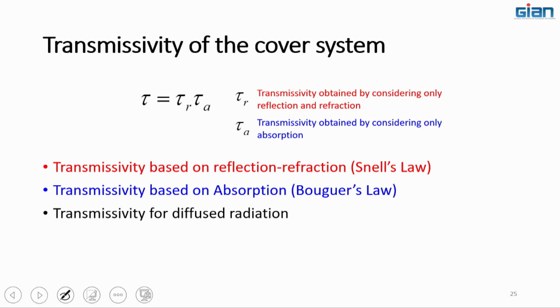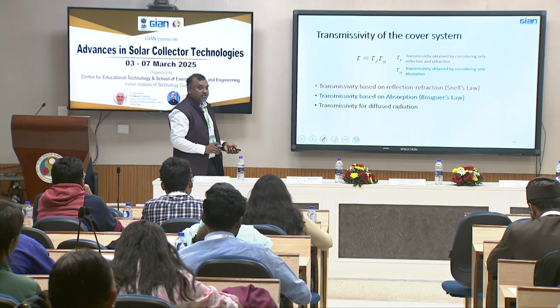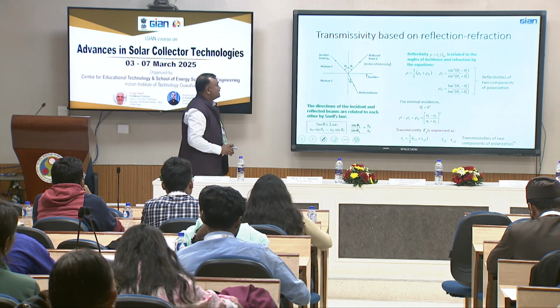Also we have beam and diffuse radiations, so both need to be treated differently. For finding tau R, we need to analyze Snell's law. It gives the transmissivity based on reflection and refraction, and Bouguer's law gives the transmissivity based on absorption. Then we will go for diffuse radiation, and what condition we can use for diffuse radiation, that also we will study.